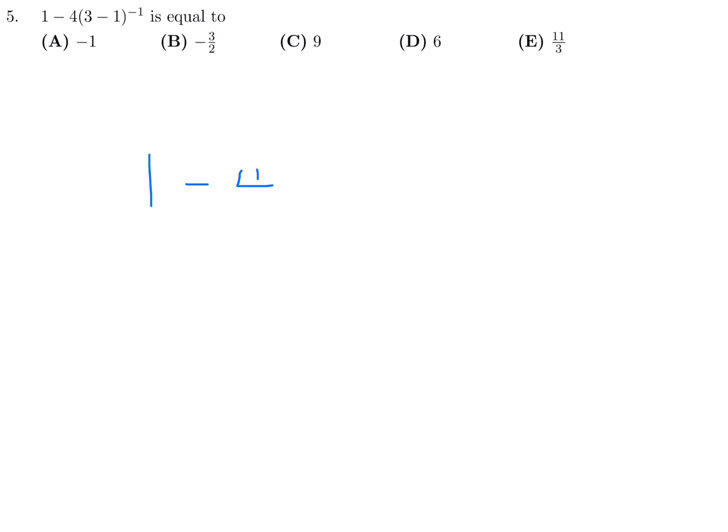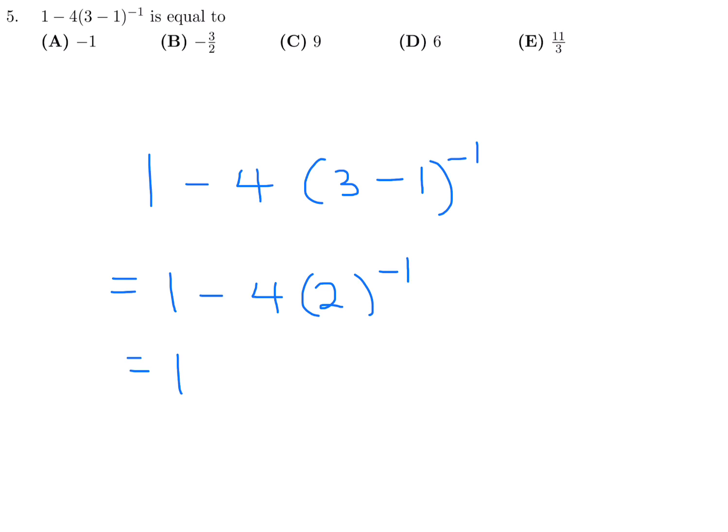1 minus 4 times 3 minus 1, all to the negative 1, is equal to? So we have 3 minus 1, which is 2, to the negative 1. And 2 to the negative 1 is a half. So this becomes 4 times a half, which is 2. And 1 minus 2 is negative 1. So number 5, the answer is A.